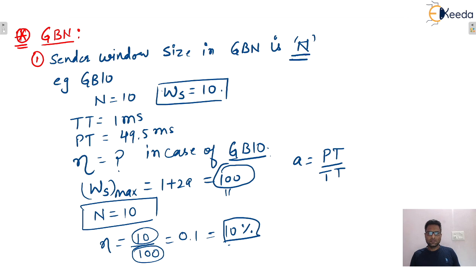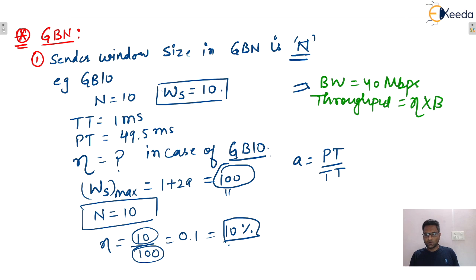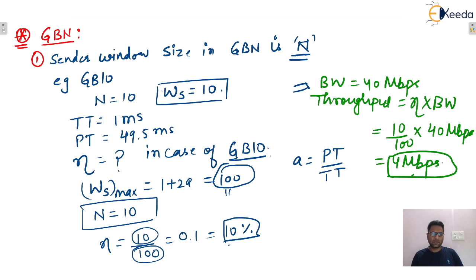Also in this question, if it is given that the bandwidth is 40 Mbps, then what will be the throughput? Throughput is efficiency into bandwidth. So the efficiency is 10 upon 100 into the bandwidth, which is given as 40 Mbps. So we can say that 4 Mbps will be the throughput. I hope this one is clear to everyone.